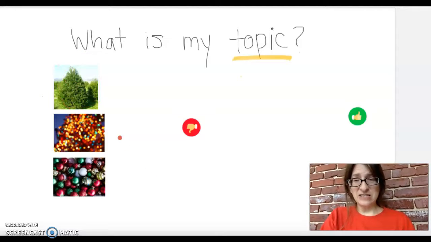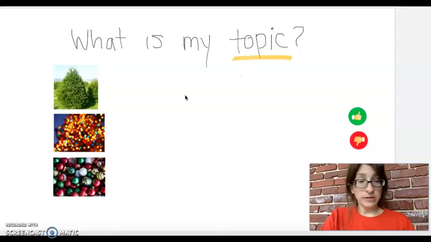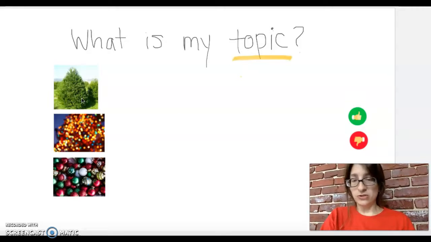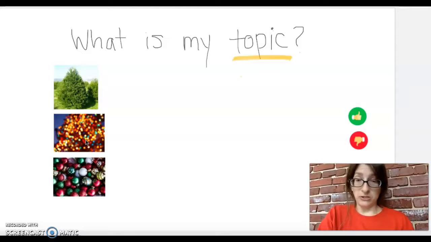I need a sentence that's going to include all three of my details or all three of my pictures. So let me try again. Maybe my topic is about Christmas trees. Do Christmas trees have the tree part? Sure they do. Lights? Many do. Ornaments? Yeah, many do as well. So that time, my topic is Christmas trees, not just Christmas. Now I need to make a full sentence.